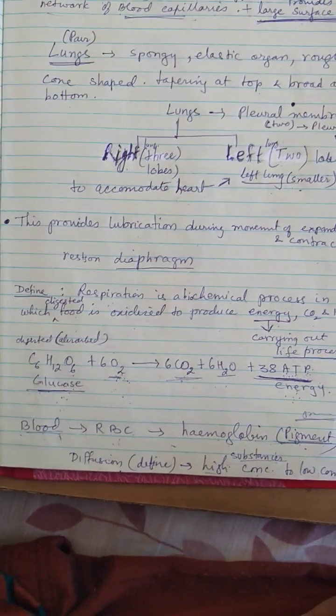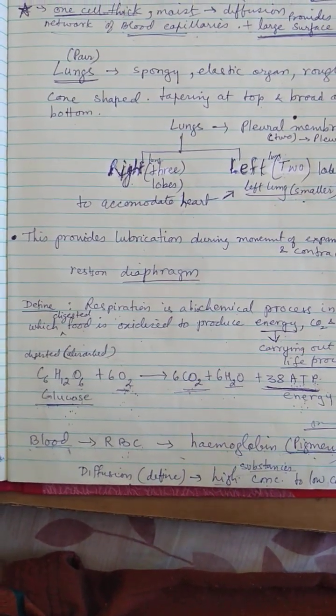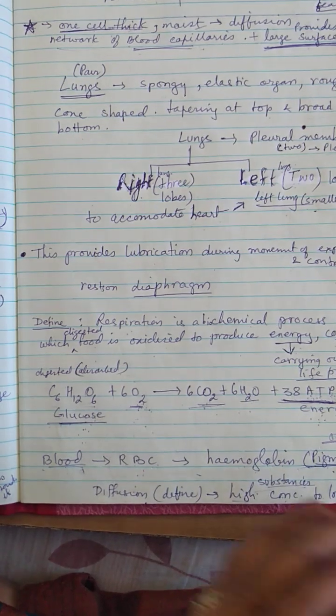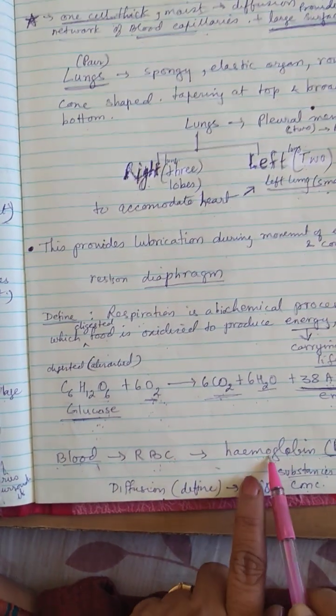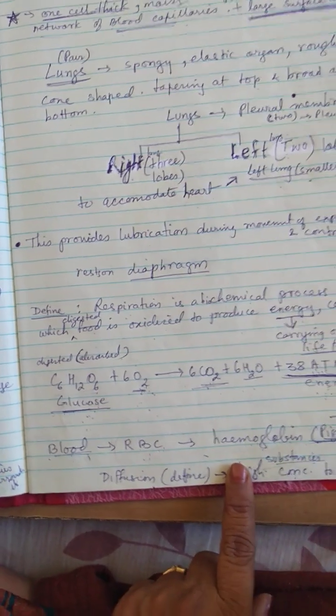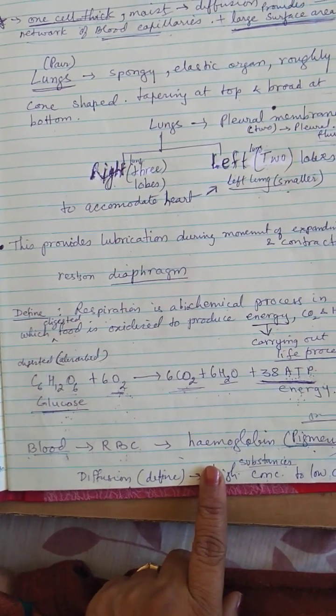Carbon dioxide will be produced, utilized for oxidation of the food. Carbon dioxide will be produced, and it will be further removed. So how will this happen? Oxygen will combine with hemoglobin to form oxyhemoglobin, and then it is transported.